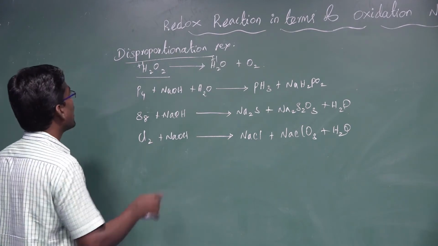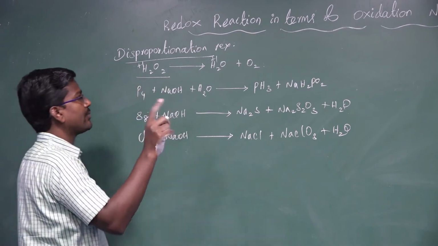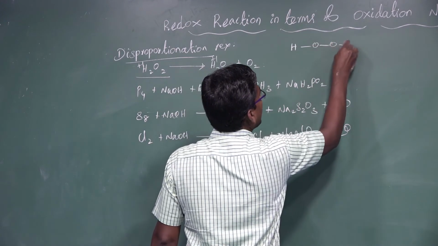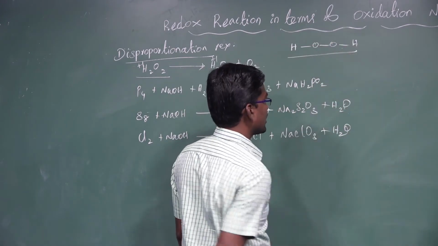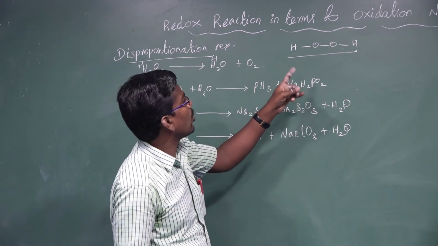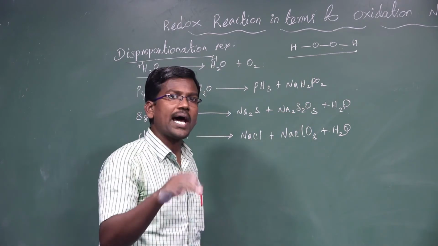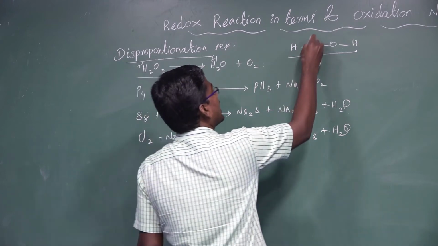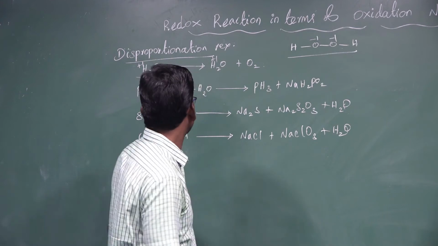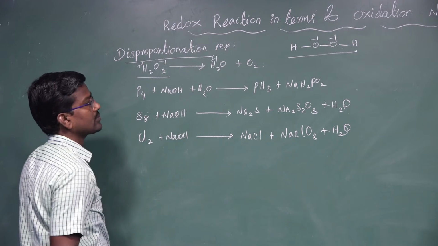Okay, next one. What is the oxidation state of oxygen? H2O2 is hydrogen peroxide. Hydrogen, oxygen, oxygen, hydrogen. It is the structure of hydrogen peroxide. We have already learned this in the hydrogen lesson. Hydrogen, bond O, bond hydrogen means a peroxide linkage. In a peroxide linkage, each oxygen exhibits the -1 charge. So the oxidation state of oxygen in hydrogen peroxide is -1.